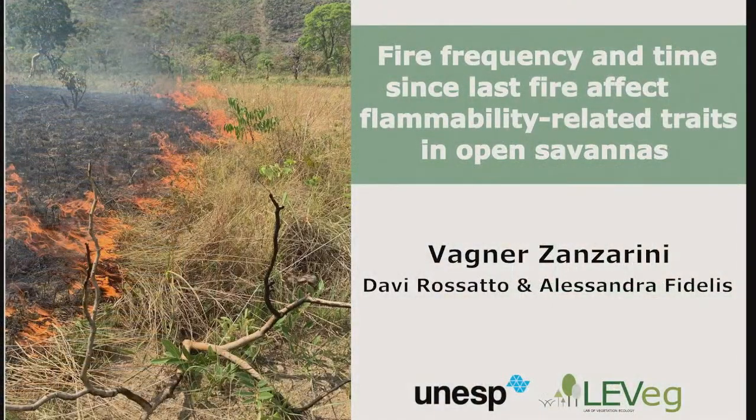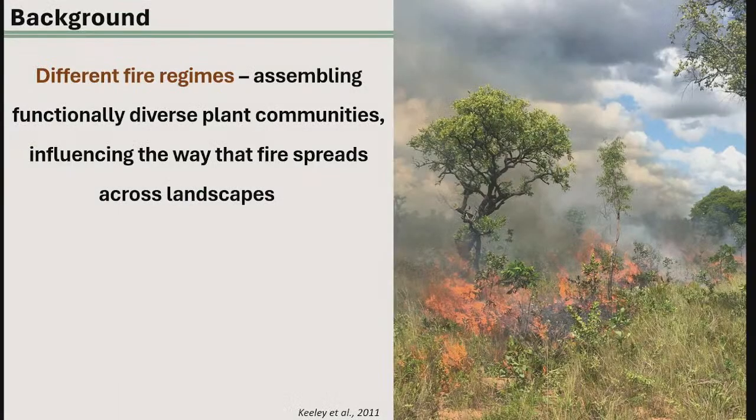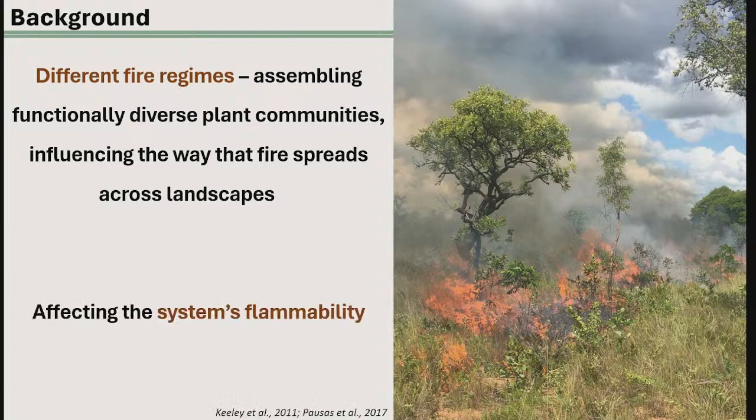And today I'm going to talk about how fire frequency and time since last fire affect flammability-related traits in open savannas. So we know that different fire regimes are responsible for assembling functionally diverse plant communities, influencing the way that fire spreads across landscapes. And this can affect the system's flammability.